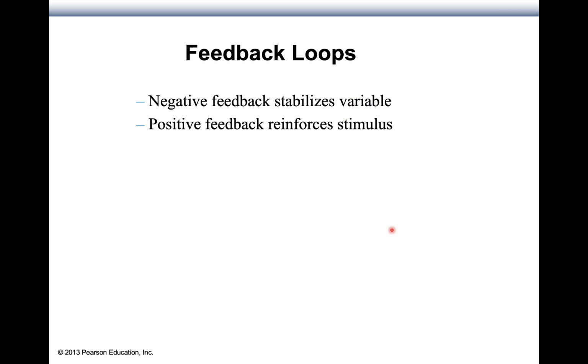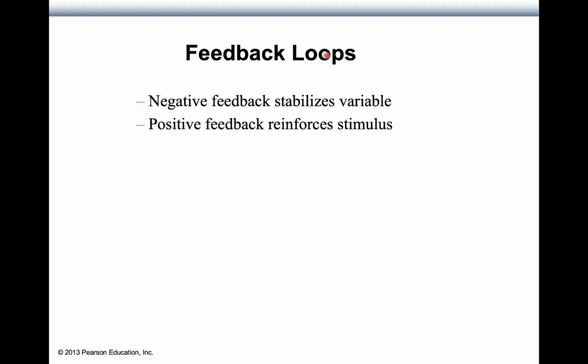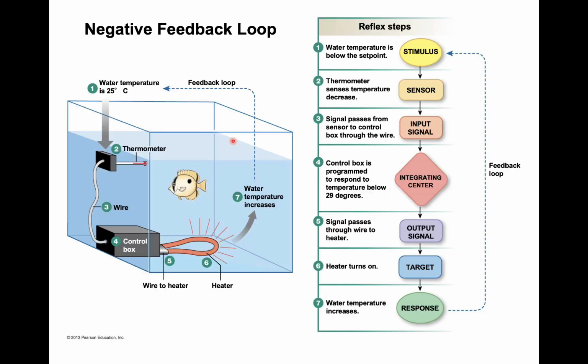Now, within those reflex controls, I'm going to go back. The reflex controls we're talking about right now, you have something called a feedback loop. These feedback loops work within reflex controls to regulate how much response is taking place. You either have a negative feedback loop or a positive feedback loop. The negative feedback loop is able to downregulate your output signal, while a positive feedback loop upregulates your output signal.